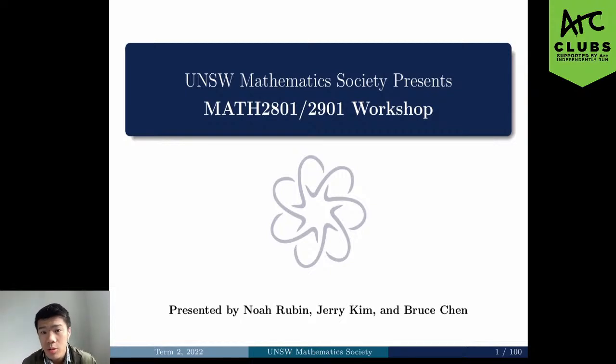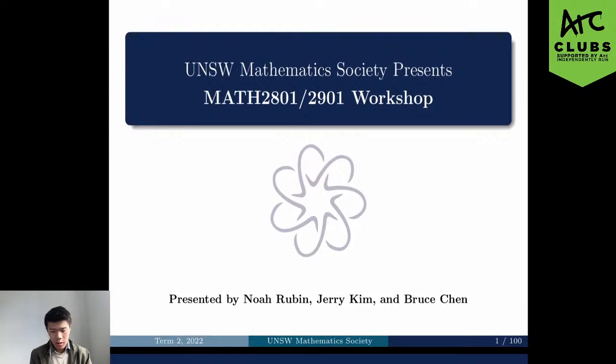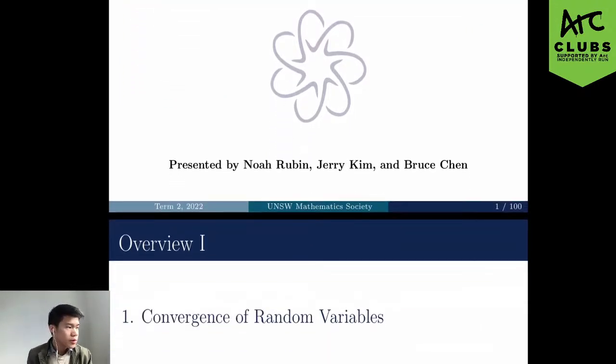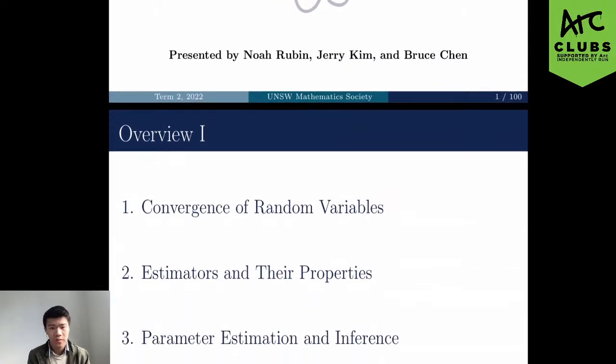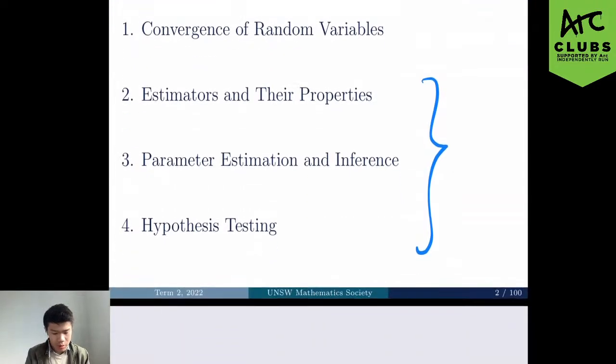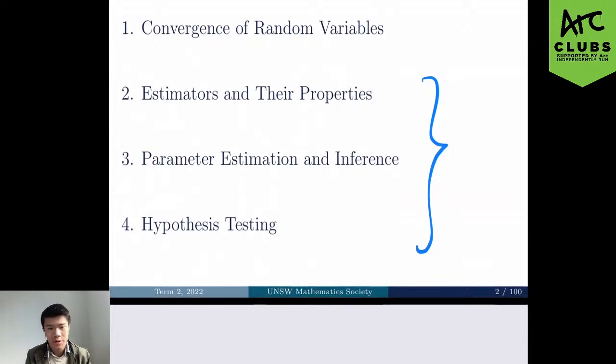So as we talked about yesterday, today's MATH2901/2801 workshop will be in two parts. Yesterday we covered basically the basics of probability theory. Today we'll be looking more at convergence of random variables, and we'll also be looking into some more stats. And what stats is basically using data and how we can use data to draw conclusions about distributions. So that's what today will be about. Without further ado, because we have a lot to cover, we'll get right into it.